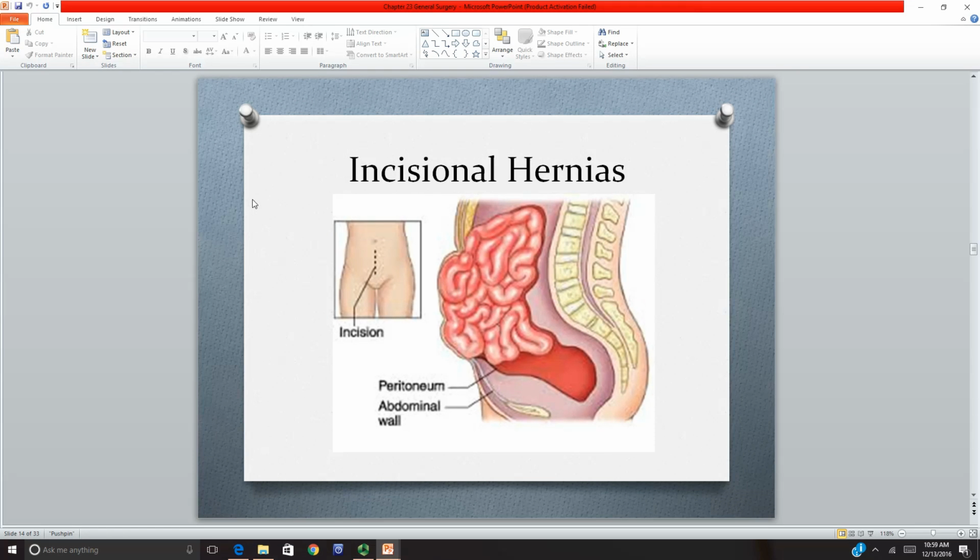Ventral hernias are often called incisional hernias because they also result from surgery. These types of hernias can be caused by obesity or excessive strain on the tissue that pulls the tissue fibers apart, and the abdominal wall becomes weak.